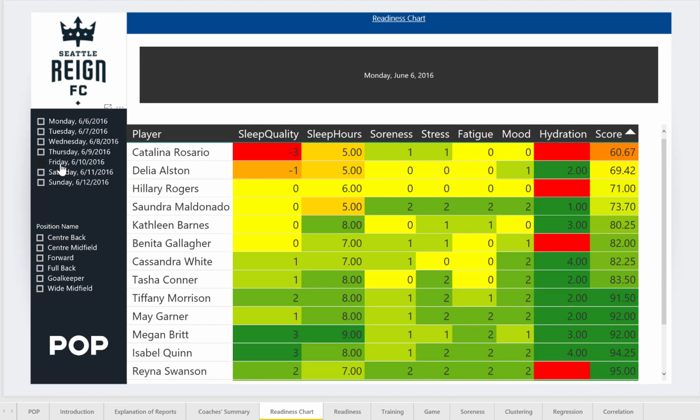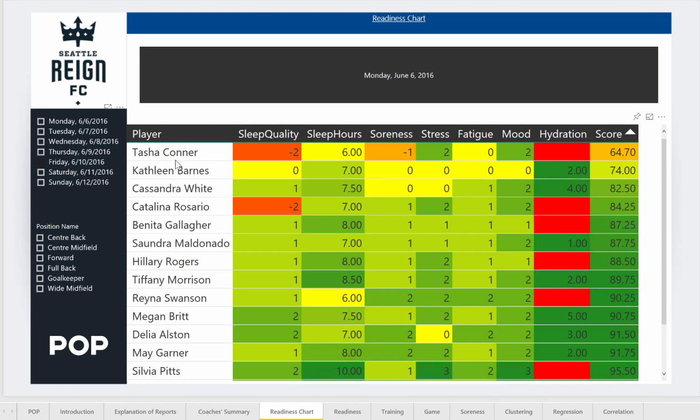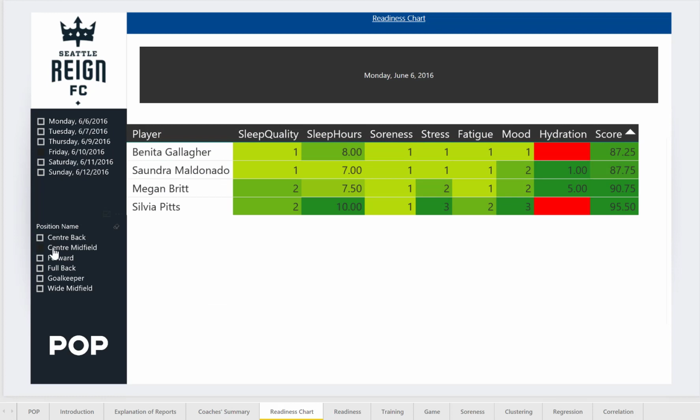As we change the days to the left, we can see that Tasha Connor is not the one that's feeling well for Friday 6:10, and we can also do things like slicing by positional group.